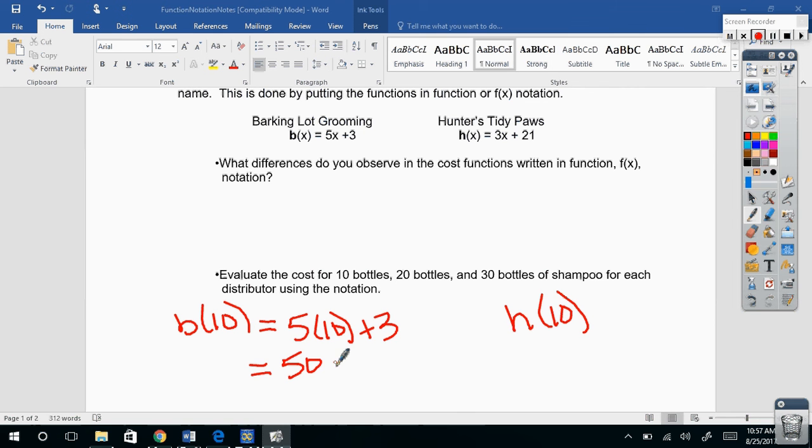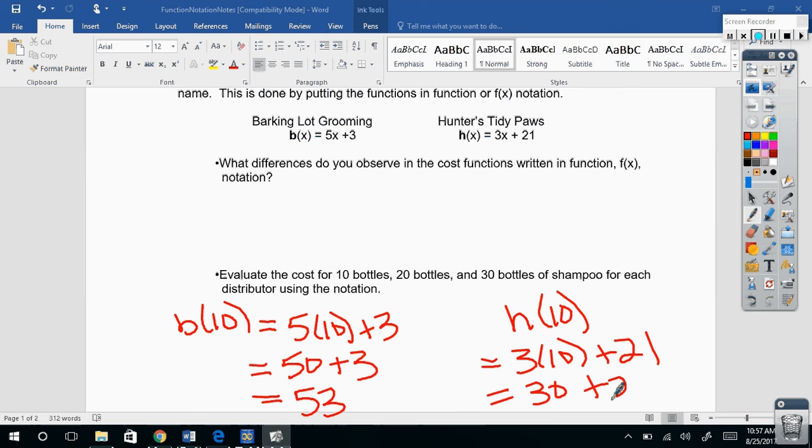All right, so Darion said 53. I got the same thing. Did you all get the same thing for b of 10 and h of 10, 30 plus 21? Did we all get the same thing? Yes. Do you see? It's just a different way of writing it. It's nothing too complicated, I hope.